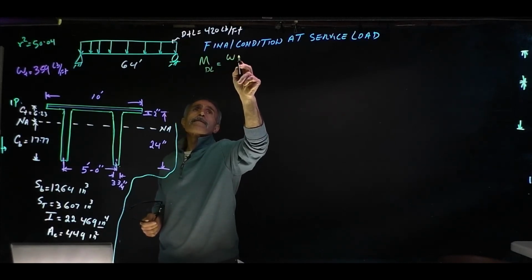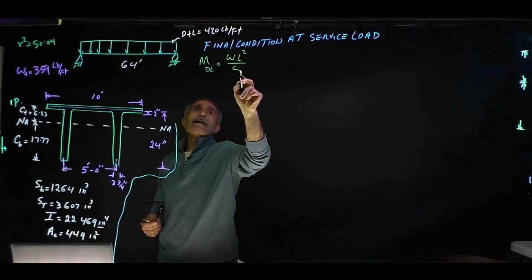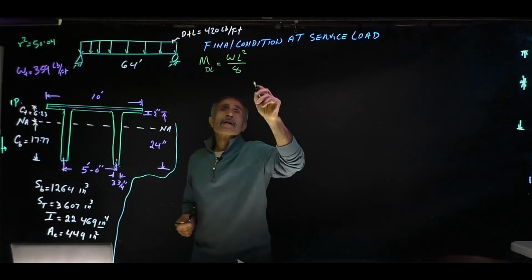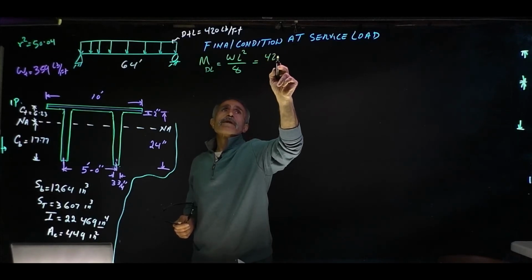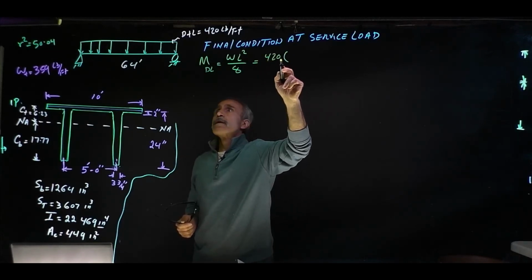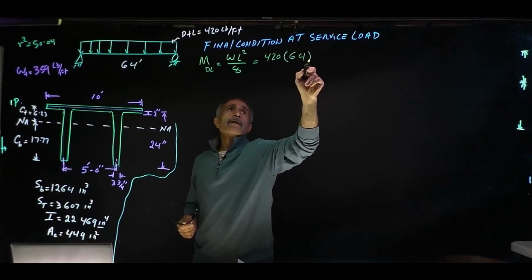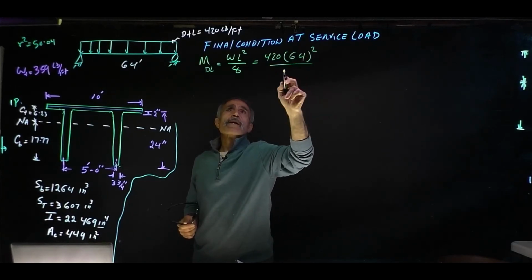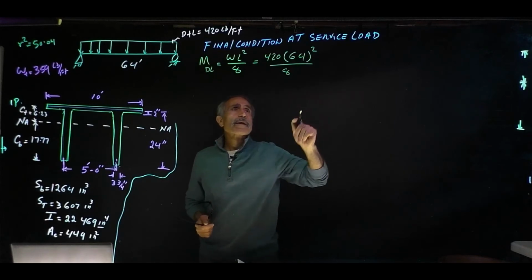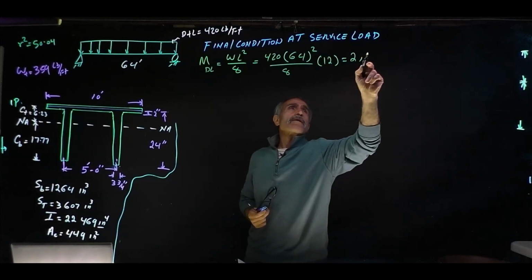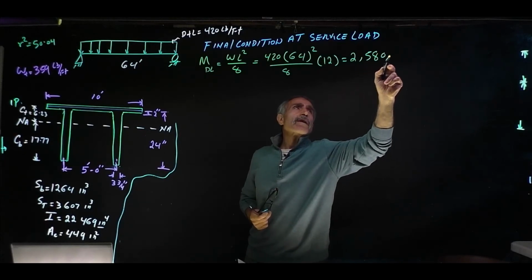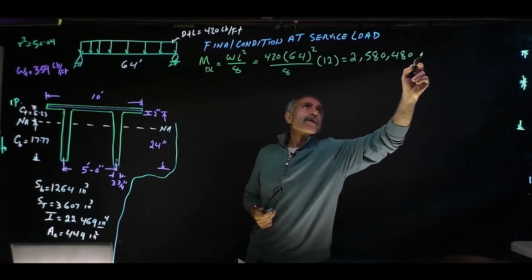M equals WL squared divided by 8 for uniformly distributed load, simply supported, and that comes out to 420 times 64 squared divided by 8, multiplied by 12 to make it an inch pound, 2,580,480 inch pound.